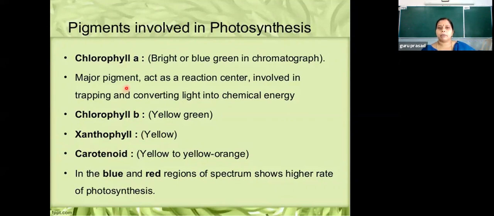Chlorophyll A forms the antenna, the main reaction center, and absorbs the maximum amount of energy. Whereas chlorophyll B, xanthophyll and carotenoids will also absorb a certain amount of light energy and transfer it to chlorophyll A, which is the reaction center. So these are the pigments involved in photosynthesis.